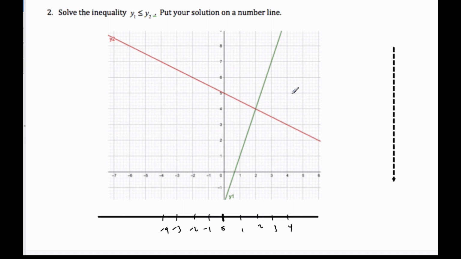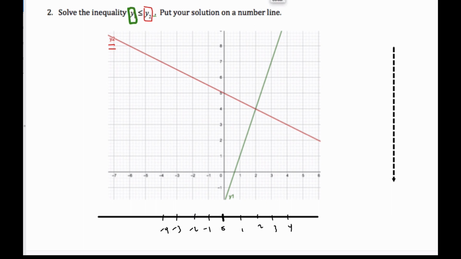And Miss Bowie? Right, and so we're going to look at solving inequalities. And this one is saying y1 is less than or equal to y2. If we look at our graph here, I know y2 is the red graph, so I'm going to make this red so we can talk about the red graph. And I'm also going to make this one green so we can talk about the green graph being y1.